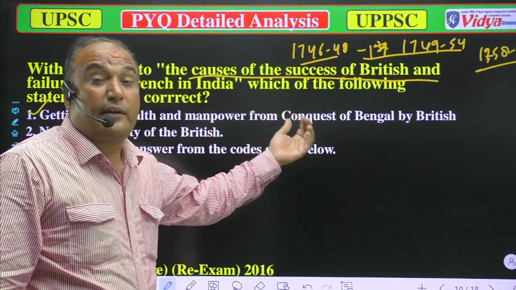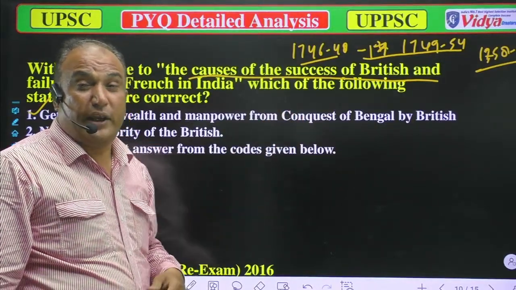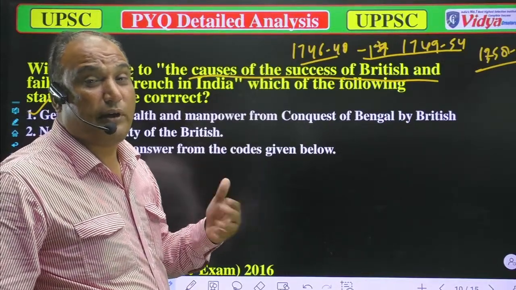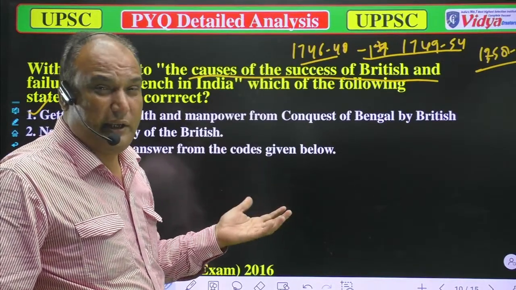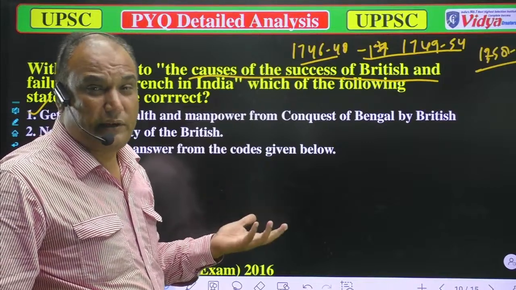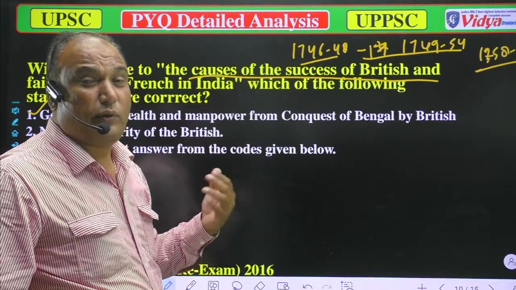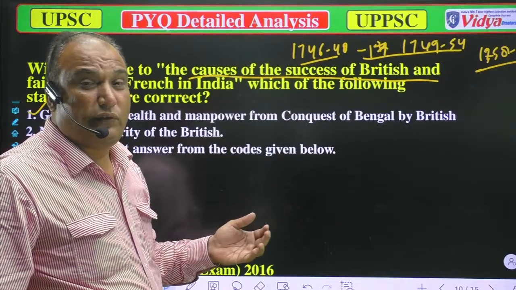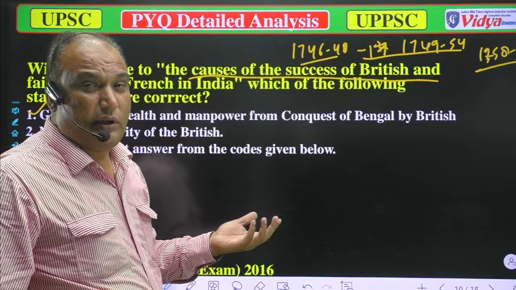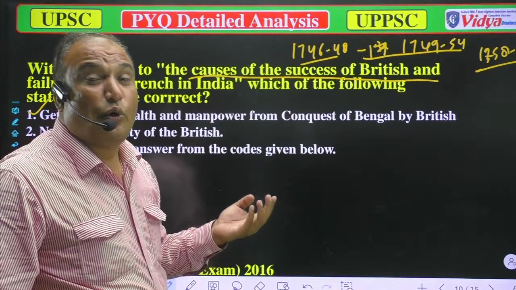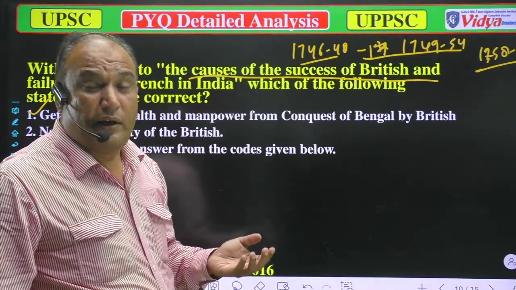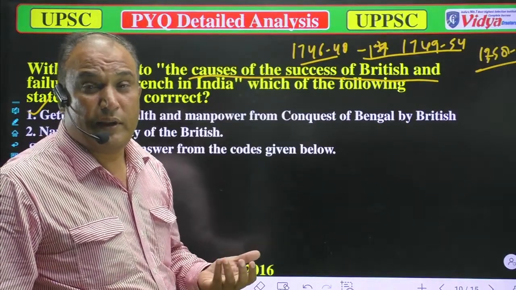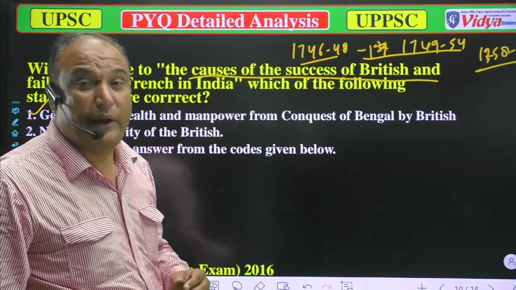And on the opposite side, you can see the French established themselves in the southern part of India, especially Pondicherry, which was not so prosperous an area, right? Not so fertile an area. So this was the difference, which is why the question was asked in the mains also. The Britishers got the golden key from Bengal and the French got nothing.